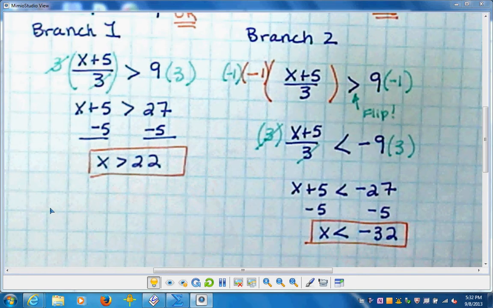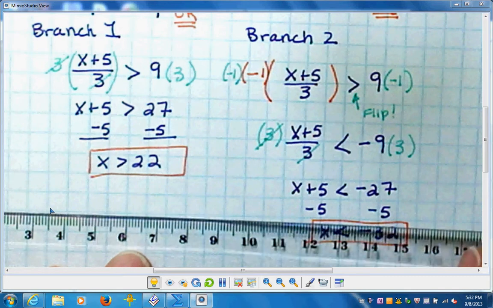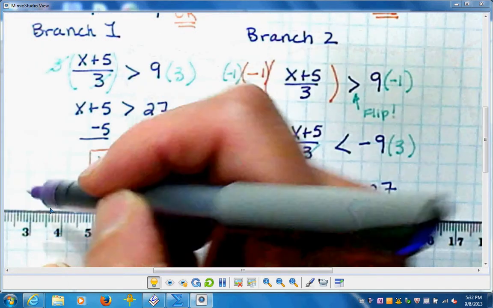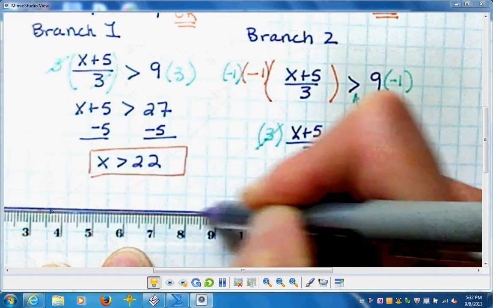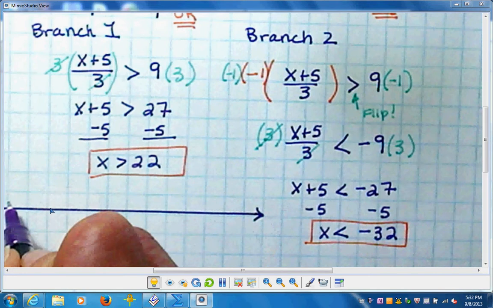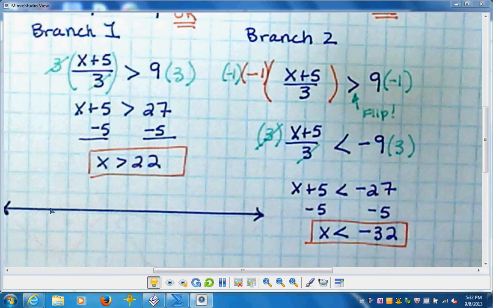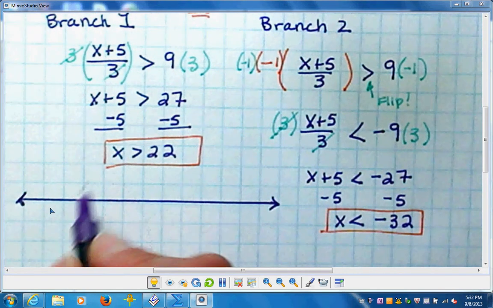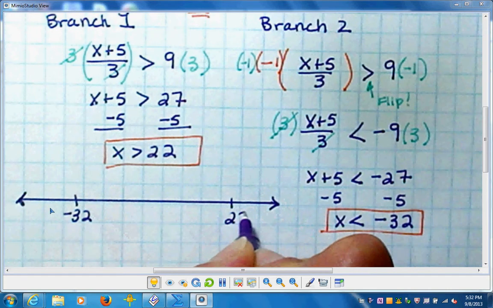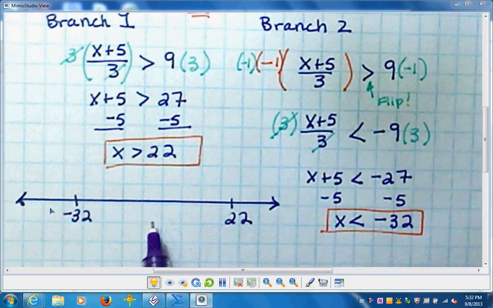So let's put that on a number line and see what that would look like. So remember, with the or, it means all answers, not what they share. Or means all answers. So as you can tell, I'm not going to take the time to do every single little mark. I know negative 32 lives down here somewhere. 22 lives up here somewhere. 0 is somewhere in the center. If you want to just arbitrarily put a 0 there, I'm good with that.